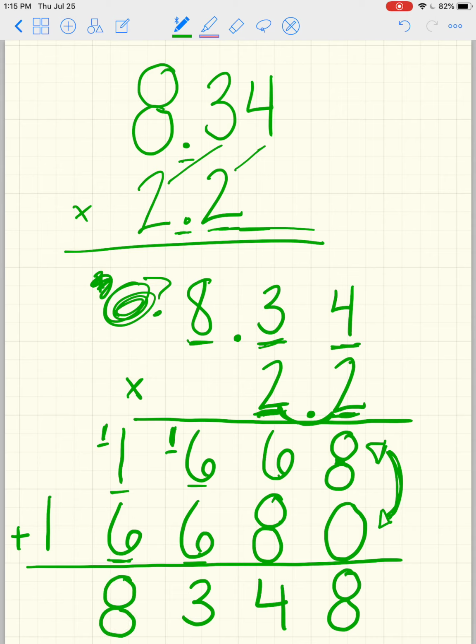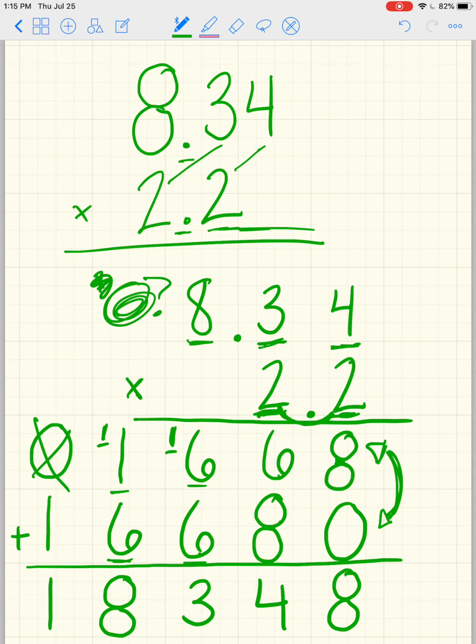All we're left with here is a 1. If you need to put a 0 there, you can, but you do not have to. 0 plus 1 equals 1. And if you didn't put that 0 there, then you would just say 1. It's the only number there, so it must be 1. Now, we're not quite done yet because we still need a decimal point.